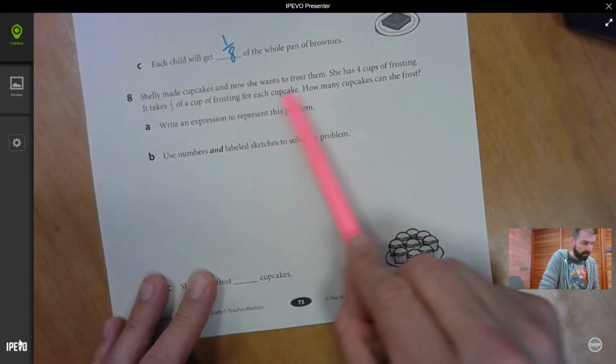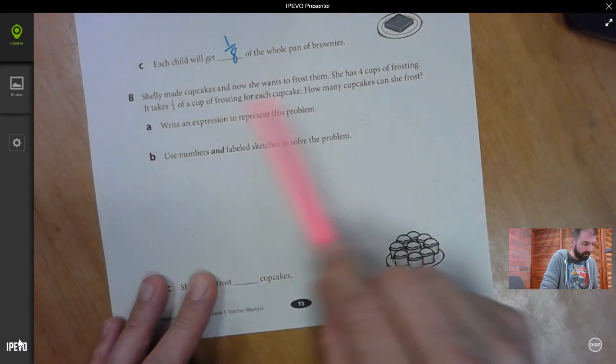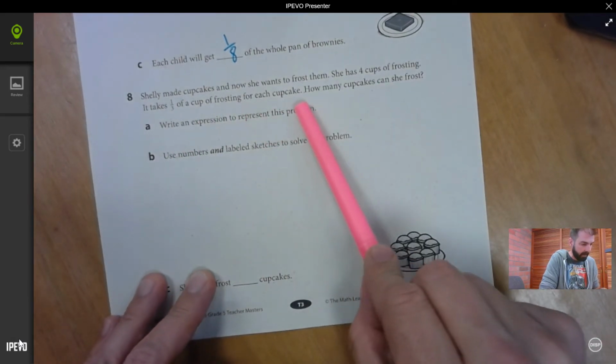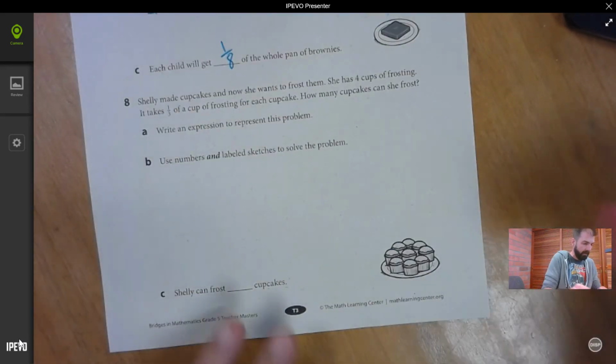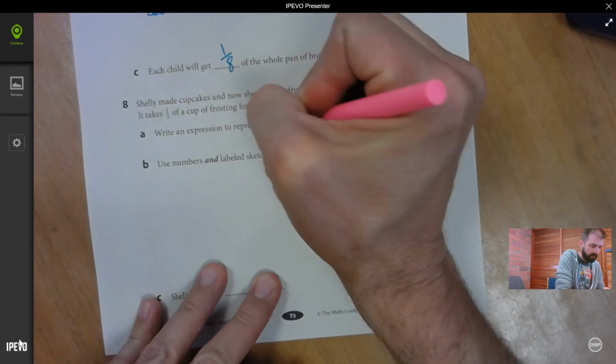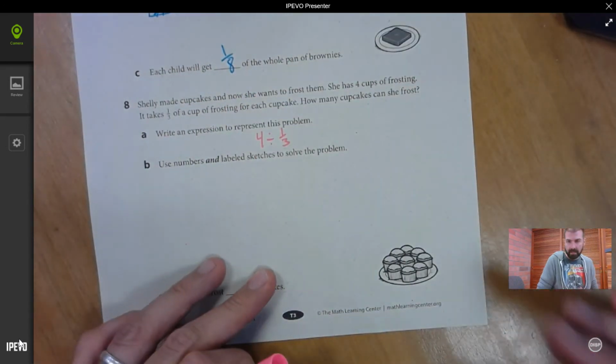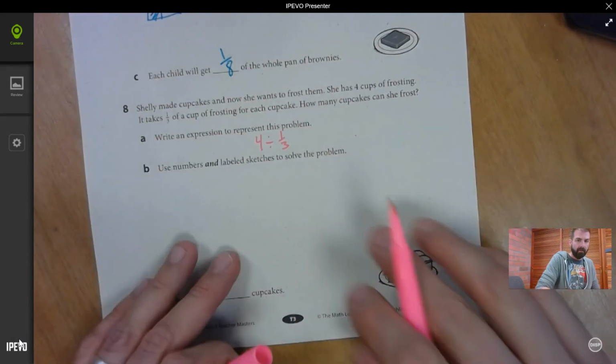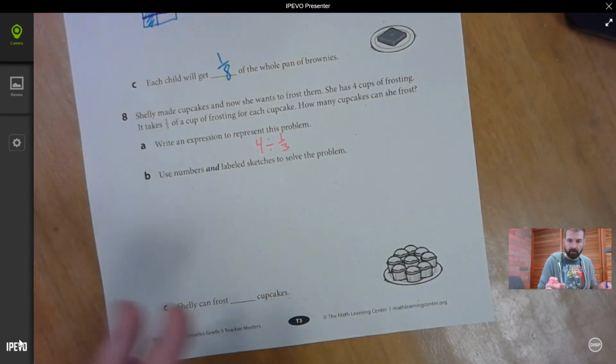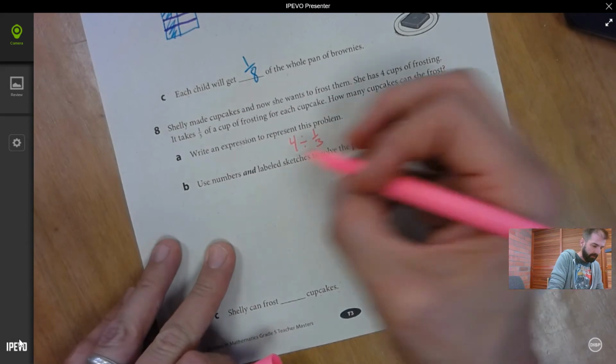Shelly made cupcakes and now she wants to frost them. She has 4 cups of frosting. It takes 1/3 of a cup of frosting for each cupcake. How many cupcakes can she frost? So she has 4 and she's trying to separate them into thirds. So she's trying to see how many thirds are in my 4 cups, because I need 1/3 of frosting for a cupcake. Use numbers and labeled sketches.